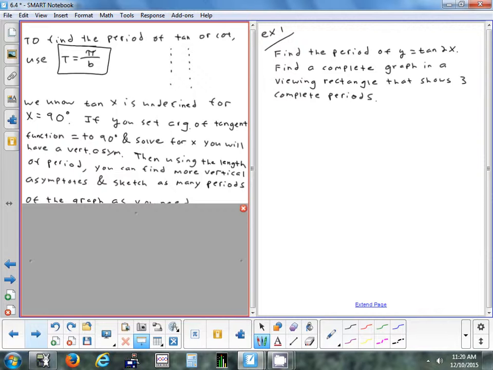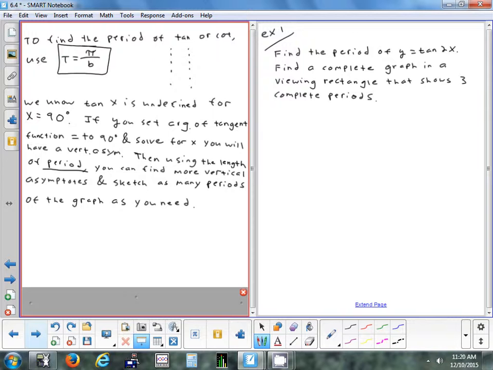And then if you know where one vertical asymptote is, you know that asymptote reoccurs every period. It's going to keep repeating itself every period, and we can find more vertical asymptotes and sketch as many periods as we want. So you're going to set your argument equal to 90, find one asymptote, and then add the period to that asymptote to get another one, or subtract the period, whichever way you want to sketch. I generally try to sketch somewhere near the origin. I don't usually sketch like the 23rd period down. I sketch pretty close to the origin.